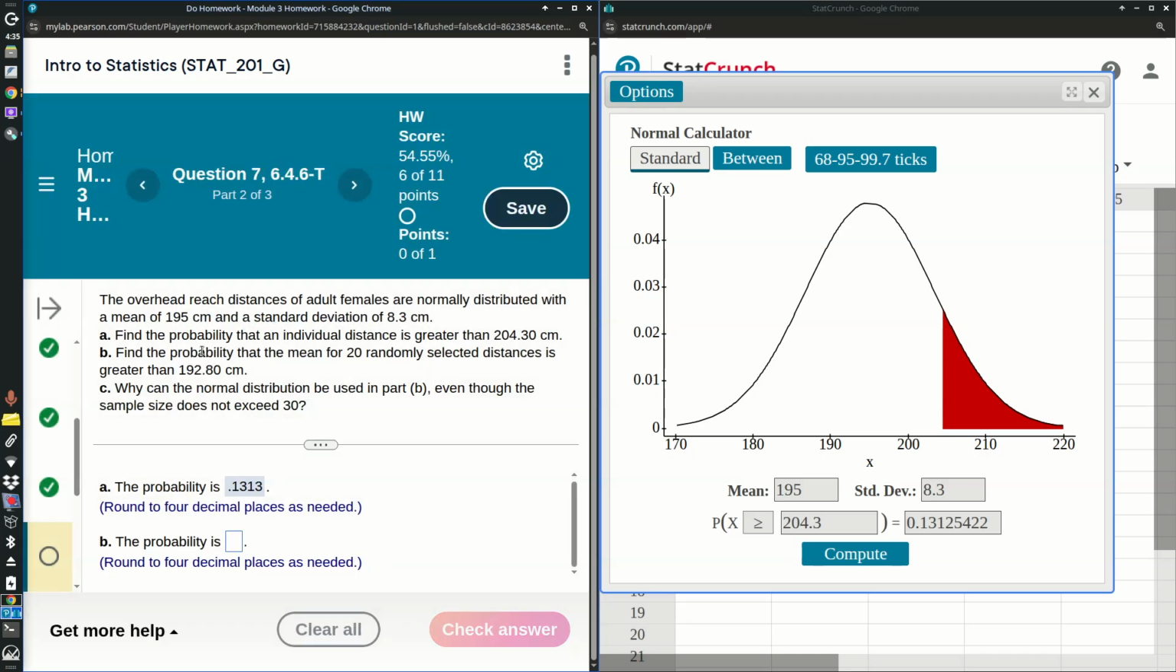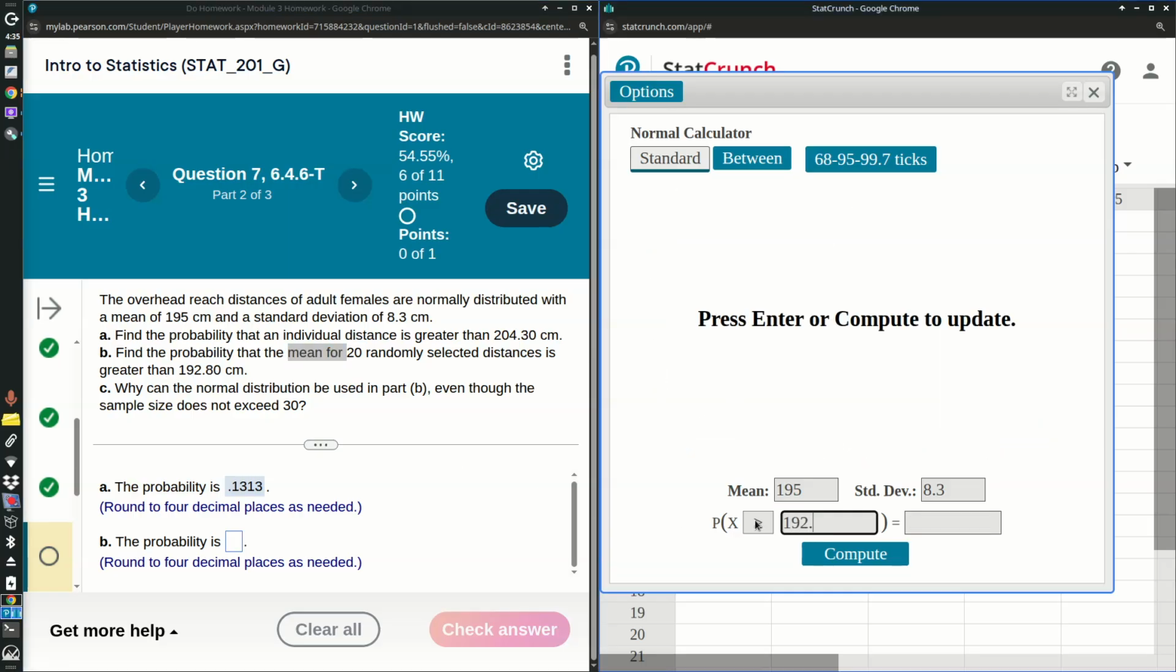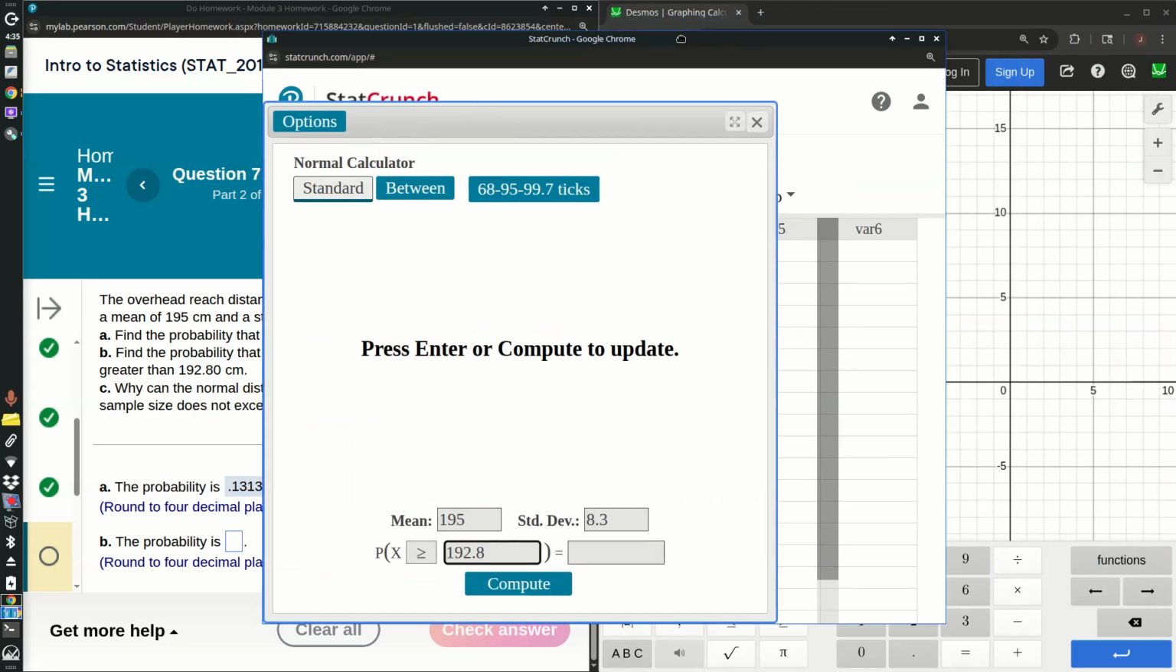Okay, so now on B, it says find the mean for 20 randomly selected. So that means n equals 20. So the mean's going to stay the same. We're going to have to do 8.3 divided by the square root of 20 to figure out our new standard deviation. So I'm going to come over to Desmos, the calculator, and do that in a second. But let's look at what the question is. The question is greater than 192.8. So let me do greater than 192.8 first. And then we'll come back and we'll fill in that last part where I have to do 8.3 divided by the square root of 20 and then fill that in.